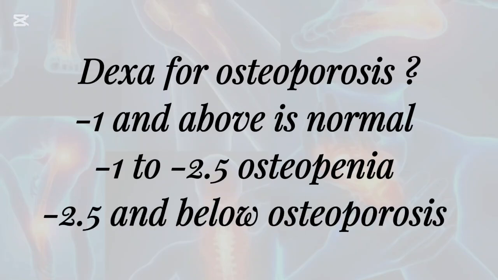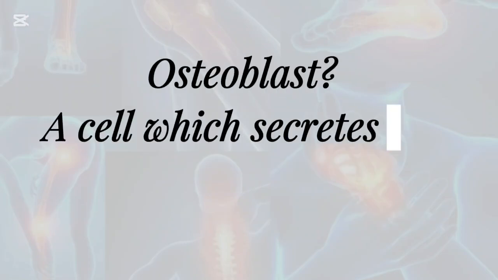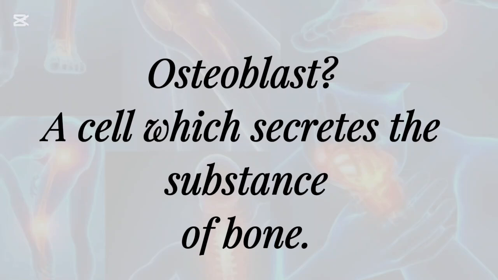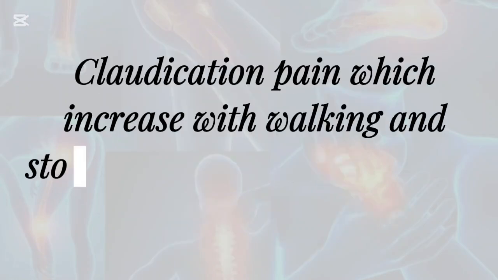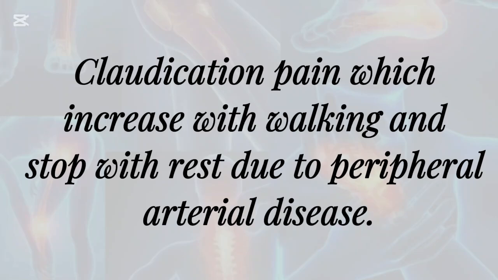DEXA for osteoporosis: minus 1 and above is normal. Minus 1 to minus 2.5 is osteopenia. Minus 2.5 and below is osteoporosis. Osteoblast, a cell which secretes the substance of bone. Spasticity is velocity dependent. Increase in tone is seen in: A. LMN lesion, B. UMN lesion, C. Peripheral neuropathy, D. Myopathy. Claudication pain increases with walking and stops with rest due to peripheral arterial disease.